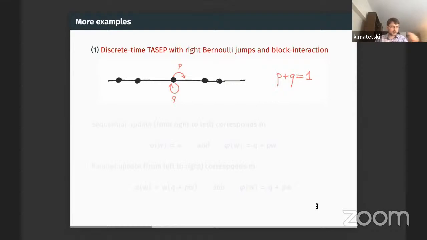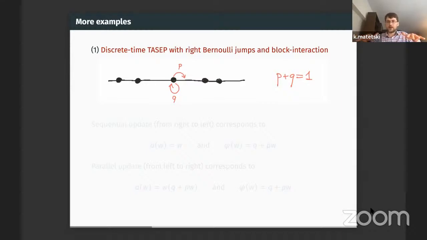So let me introduce a couple of these models for which the formulas are known. The simplest one is a discrete time variant of TASEP. In this model, the particles jump to the right with Bernoulli distribution with probability p, and with probability q, which is equal to one minus p, they stay at the same location. The interaction between particles is blocking, meaning that again, a particle is not allowed to jump on top of another particle.